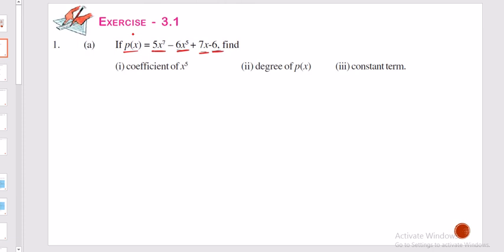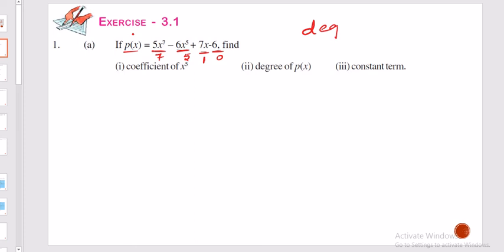See, the power of this monomial, what is the power of this monomial? 0. Now from this, clearly, what is the highest power here? The highest power is nothing but 7.